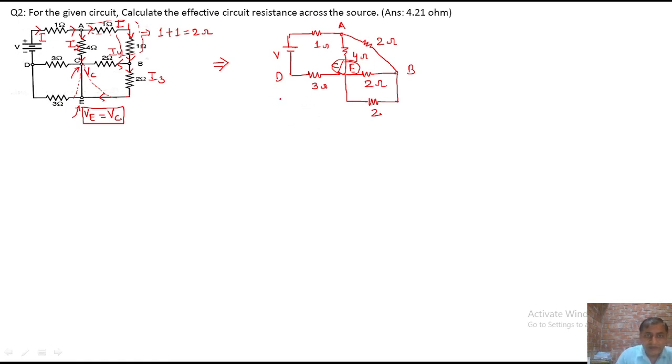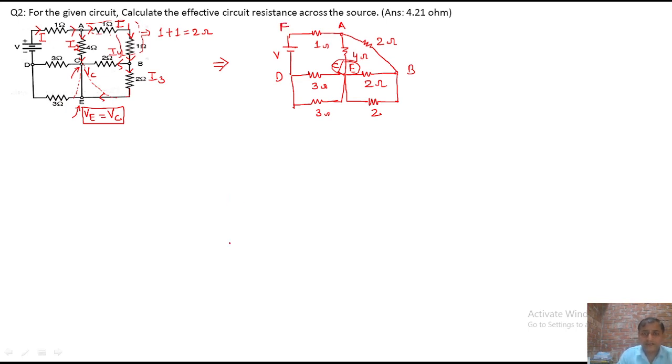And this 3 ohm is connected with the E point. One side it is connected with the E point, but E and C are the same point. So this 3 ohm is connected like this one. And the other end of this 3 ohm is connected with the D point. Right? So this is the A point. This one is A, B, C, D. Assume this point is F.